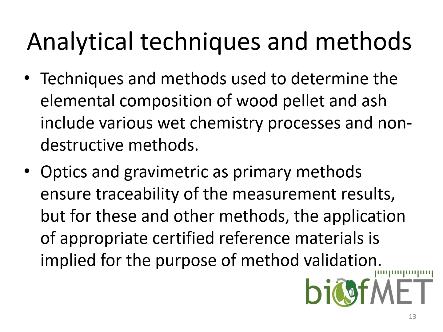When it comes to techniques and methods used to determine elemental composition, they usually include different types of wet chemistry processes and non-destructive methods, as we already mentioned. Metrologically speaking, optical methods or spectroscopic methods, and gravimetric methods are treated as primary methods. So usually whenever you can, these types of methods should be applied, because it is much easier to establish traceability to SI units. So in that sense, the quality of results generated by these types of techniques is usually of higher quality.